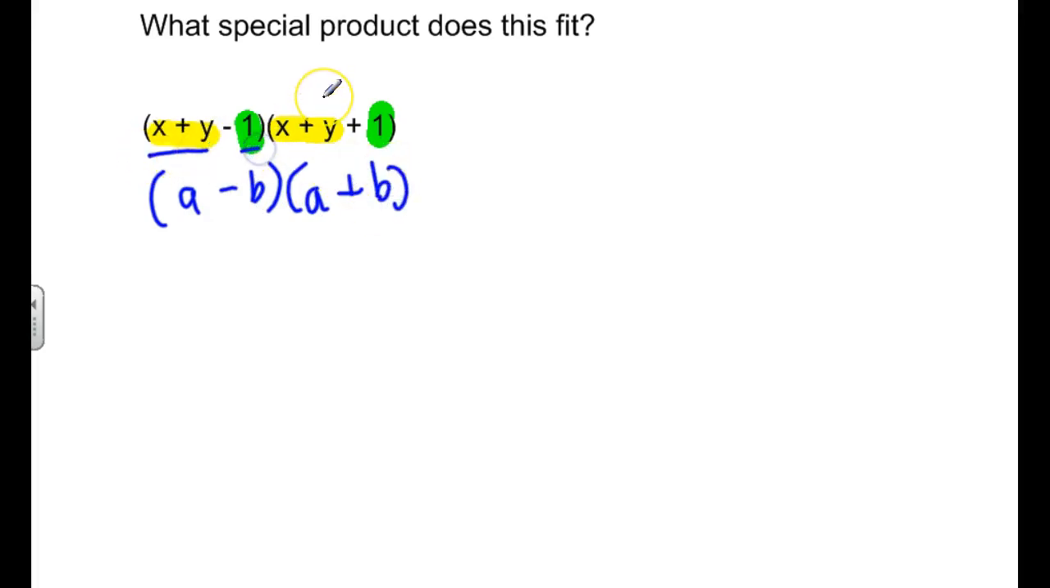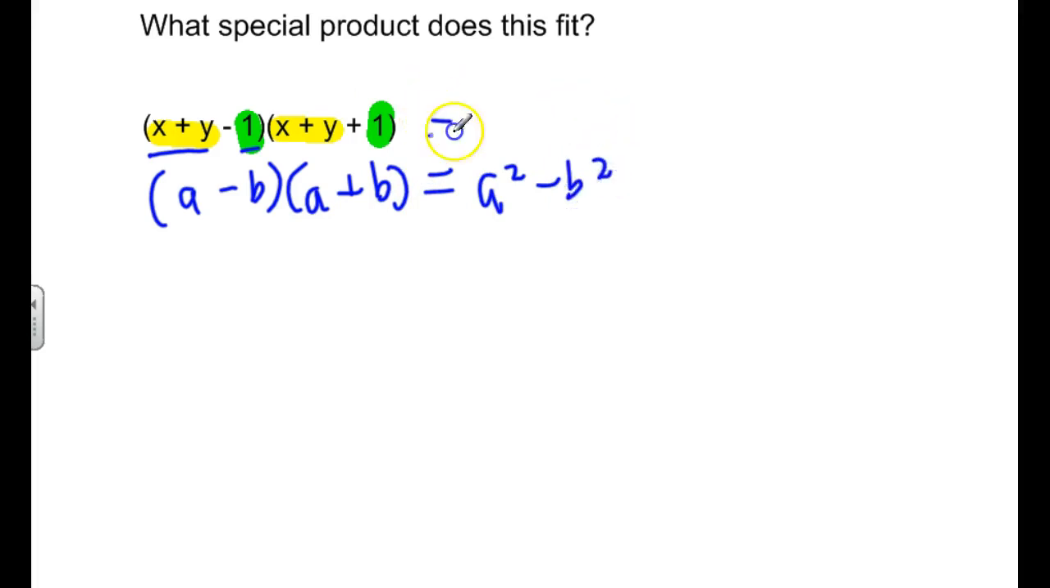Kind of a challenge question. Of those 4 we just went over, which form does this one fit? Stop and give yourself a chance to figure that out. I'll go ahead and tell you. If you look at this, kind of like this, it's a sneaky way of doing this problem. Do you see the form now? A minus B times A plus B. The A is this guy and the B is this guy. So using that form, you're going to get A squared minus B squared.